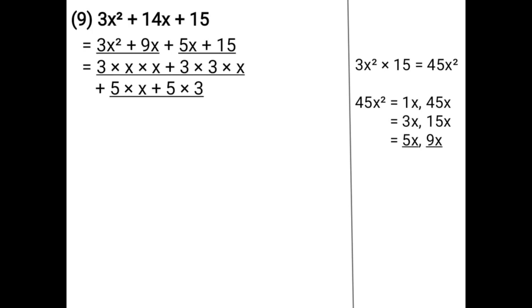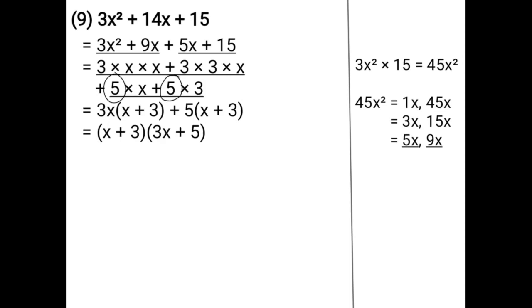Underline and make the groups. In first group, which is common, circle it. 3x is common, so 3x you have to write outside the bracket, and inside the bracket, which is uncommon, x plus 3 you have to write. In second group, which is common, circle it. 5 is common, so plus 5 will come outside the bracket, and inside the bracket will be x plus 3. In bracket x plus 3 is repeating, write only one time. Then outside the bracket of x plus 3 is 3x and plus 5, that you have to write in second bracket, 3x plus 5.